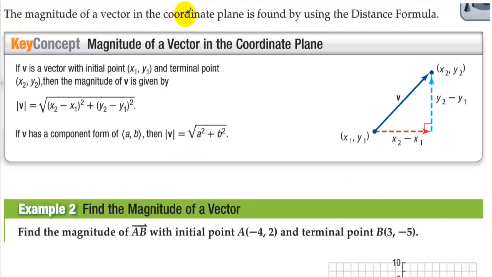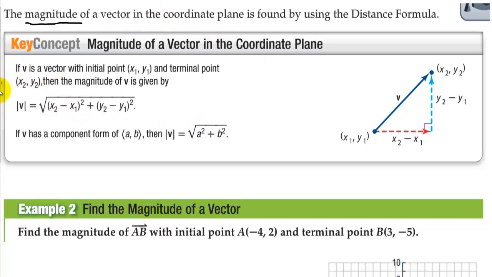The magnitude of a vector in the coordinate plane is found by using the distance formula. So magnitude of a vector is like finding the length of the vector. If V is a vector with an initial point (x1, y1) and terminal point (x2, y2), then the magnitude of V is given by the distance formula. It's just the length of the vector.